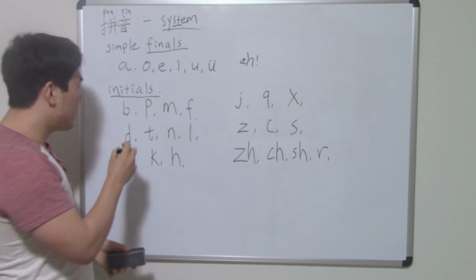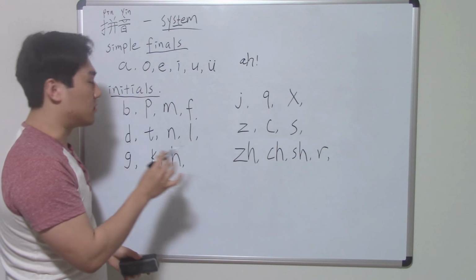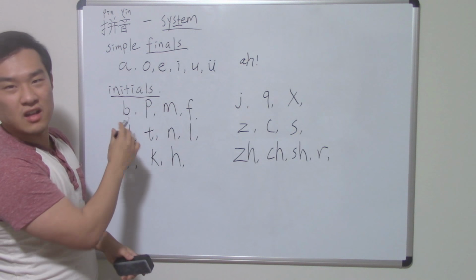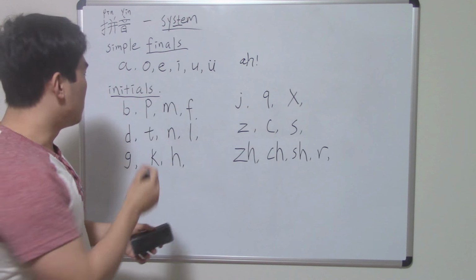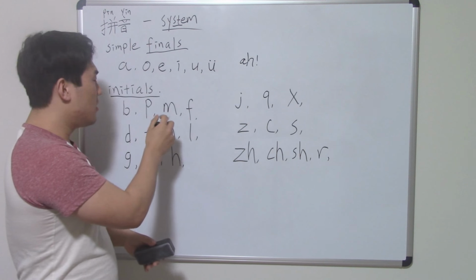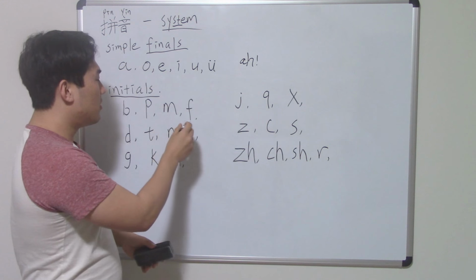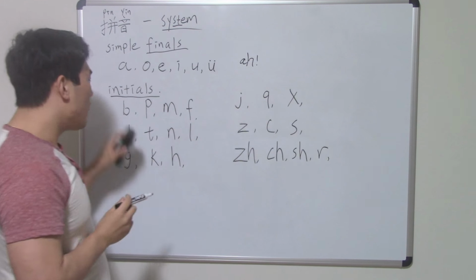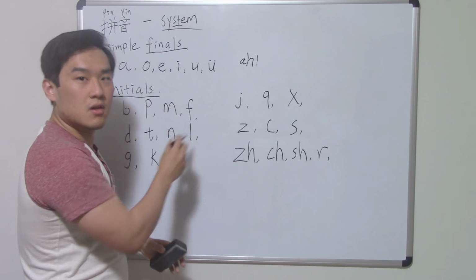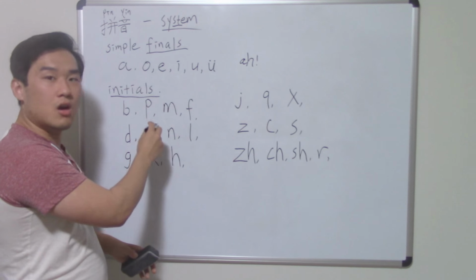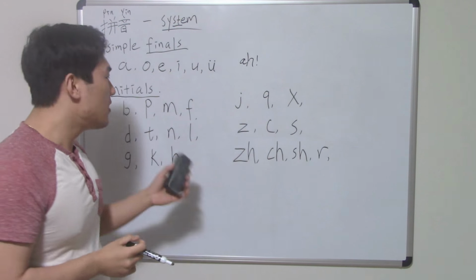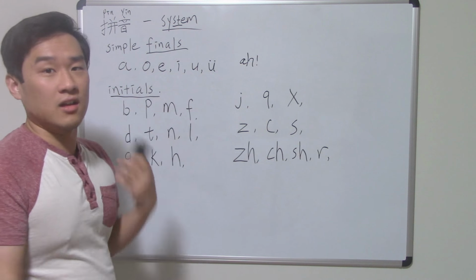Okay, so this one here, I'm going to go through all of them slowly. This one is bo. It's kind of like a bo. This one is po, so bo, po, and then this one will be mo. This one will be fo. So all of them have an o behind them. So bo, po, mo, fo. It's very similar to English, right? If you're an English speaker, you'll be able to pick that up no problem.